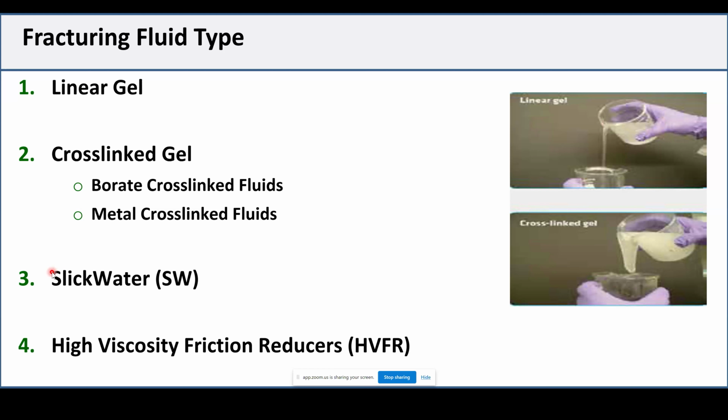Then the last two types are more for unconventional, for shale fracking, and right now that is the practice. We're not anymore using linear or cross-linked gel. We're mainly focusing on slickwater, and the new terminology for slickwater is high viscosity friction reducer, HVFR. Right now, I would say almost 99% of the current unconventional frac treatments use the high viscosity FR. So that's the two types that we will focus on in the upcoming slides.